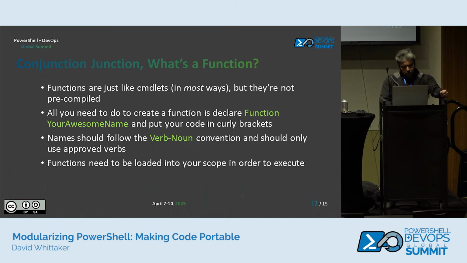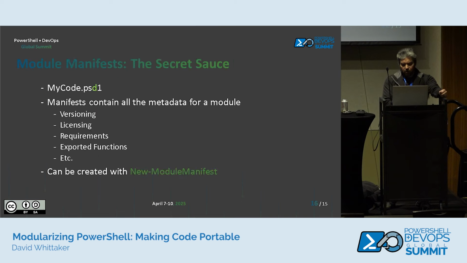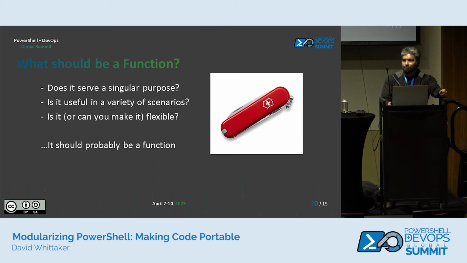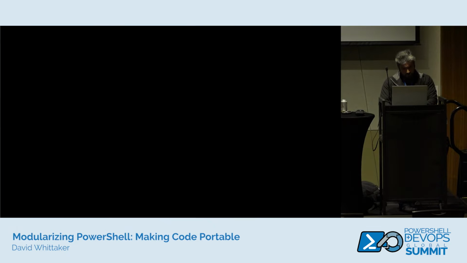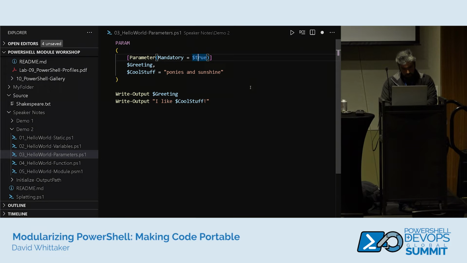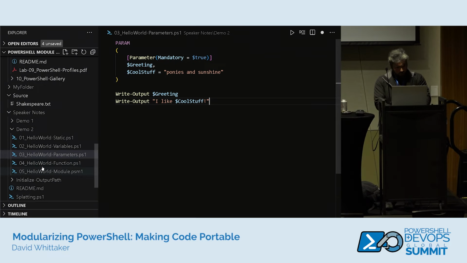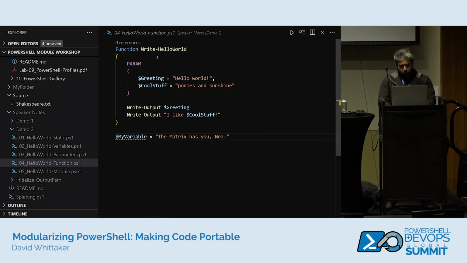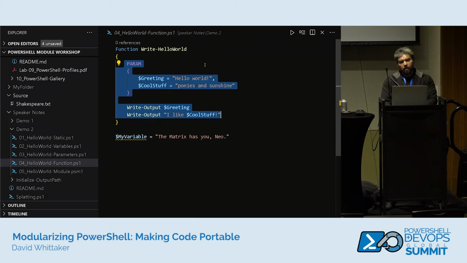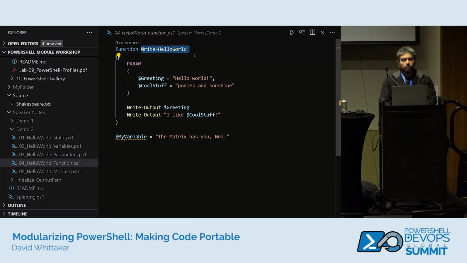And functions need to be loaded into your scope in order to execute. So, does anyone know what a scope is? No? Okay. Well, I've got a function here. And we can see I've basically just taken our previous code, and I've put the function keyword in front of it, and I've said, write hello world, with some curly brackets.